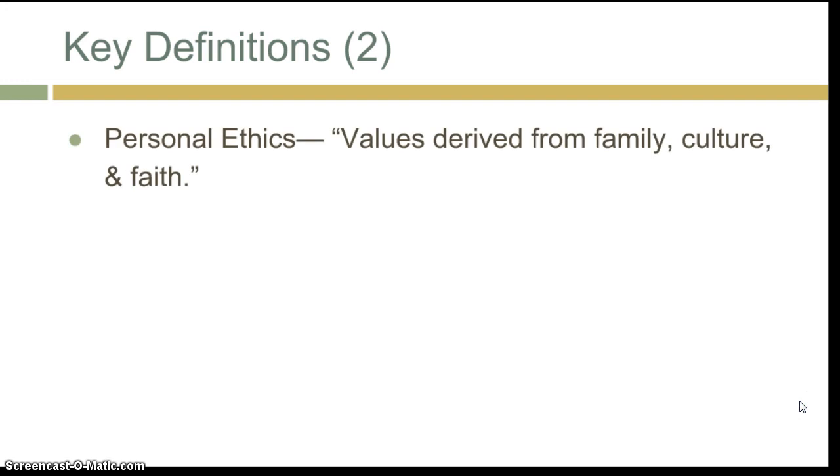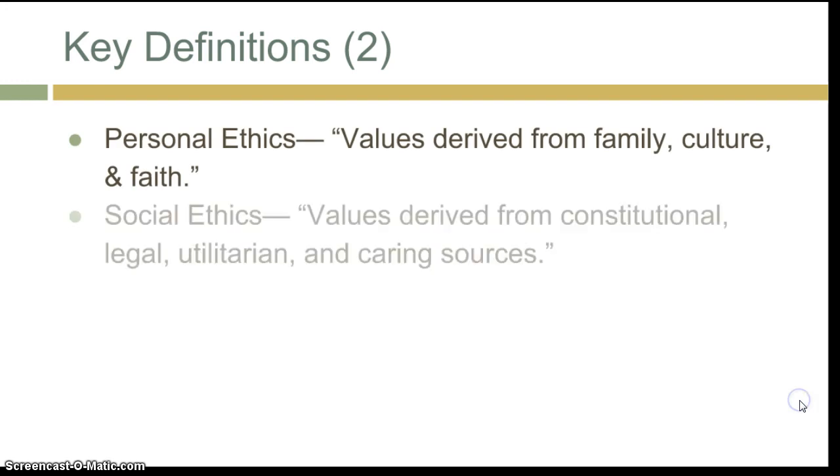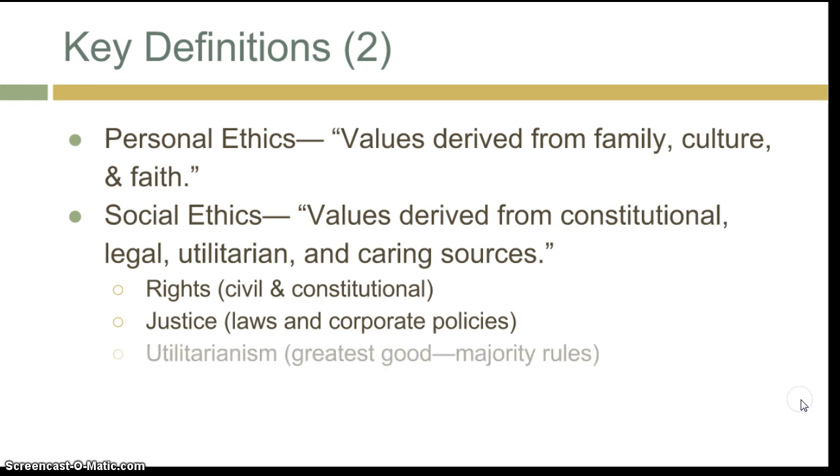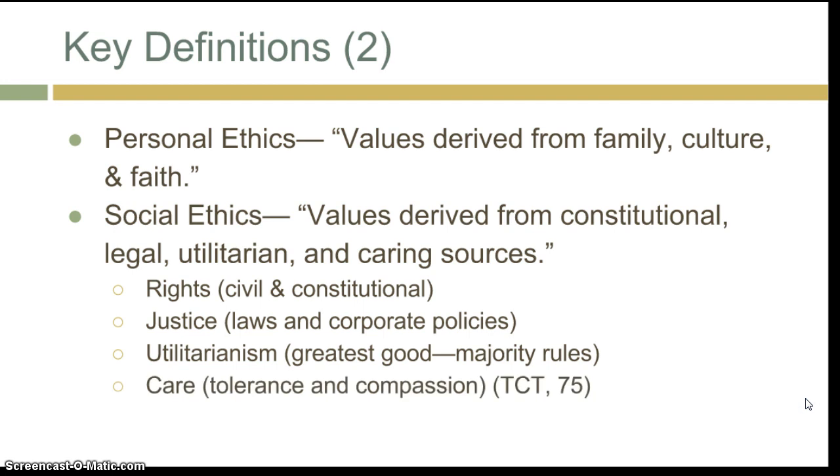Personal ethics typically are derived from family, culture, and faith. Social ethics are derived from constitutional, legal, utilitarian, and caring sources. So those could be civil and constitutional rights, or the kinds of ethics that are derived from the judicial system, so laws and corporate policies. Or they could be derived from this idea of utilitarianism, so the greatest good for the greatest number, or the majority rules, that kind of idea. Or from this idea of care, which has to do with tolerance and compassion.